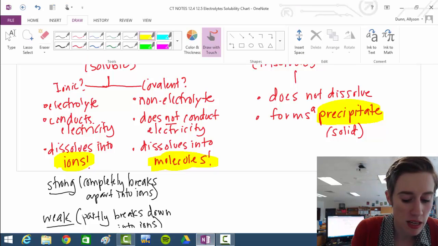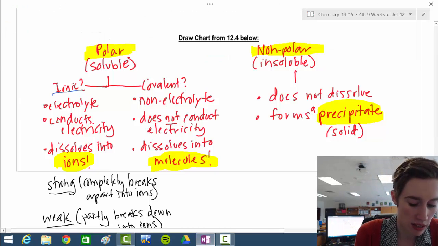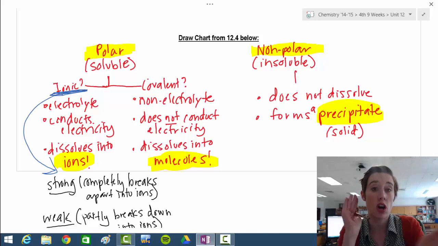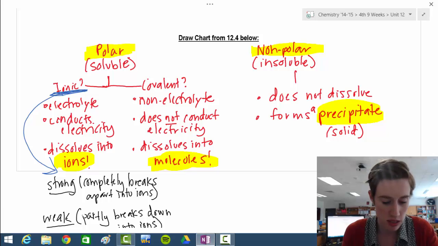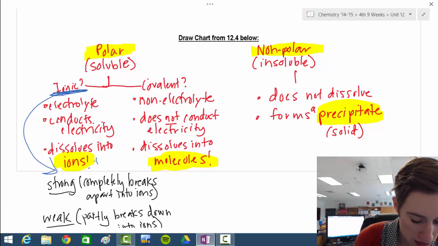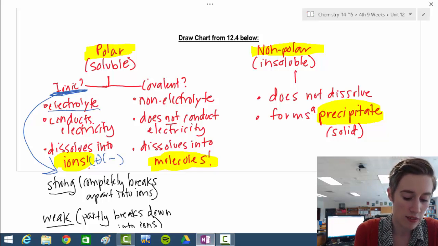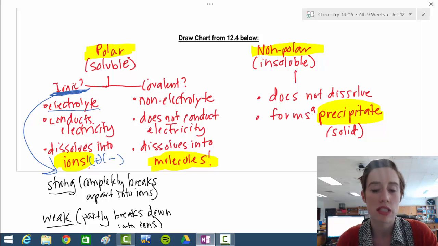So how do we know if something's going to form an ion, a molecule, or a precipitate? Well, if something is ionic and it conducts electricity, it's going to break apart into ions that are charged. Charged things conduct electricity. So there'll be a positive and a negative. So if you know something is an electrolyte, if you know it's ionic, that means it will dissolve into ions.